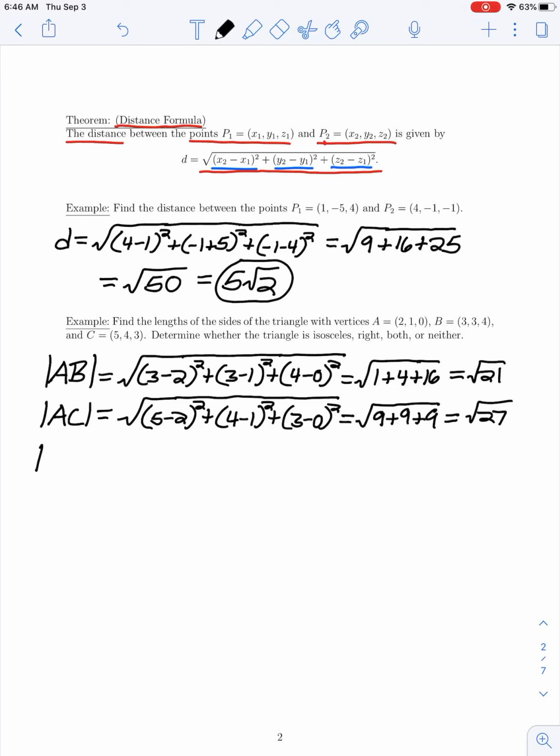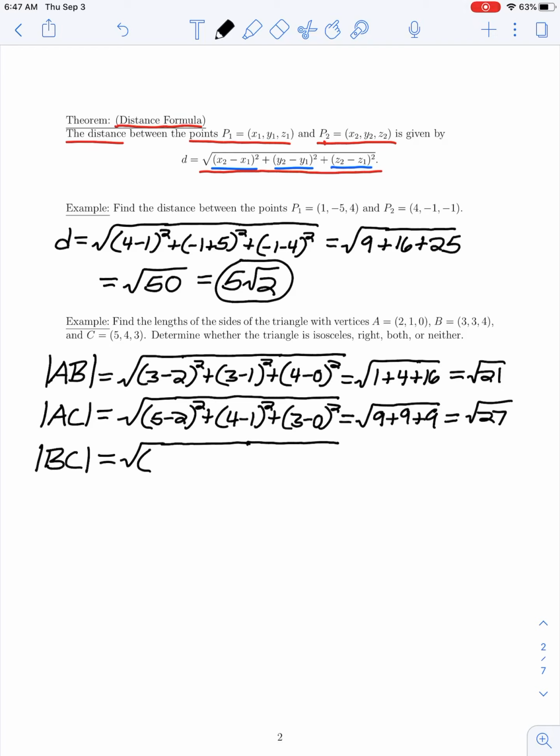And then the distance from point B to point C, so that is the length of the third leg of our triangle here, would be the square root of the sum of the squares of the differences between the x, y, and z coordinates of points B and C.